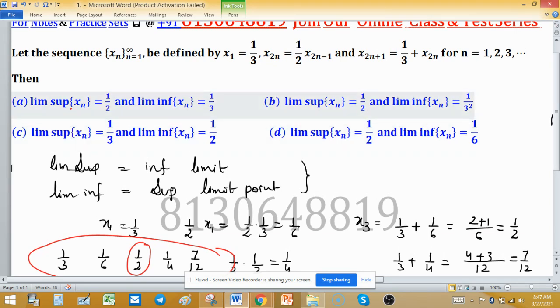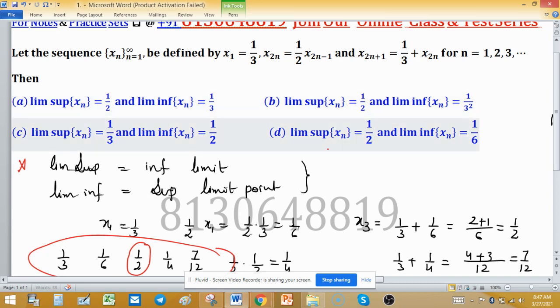So look at the options. Limit superior is half in option A. Similarly in option B. In option C, 1 upon 3. And in option D, 1 upon 2. So option C is discarded here. Now we have three possibilities, options A, B and D. Means if we somehow get the idea about limit inferior, then we are done.